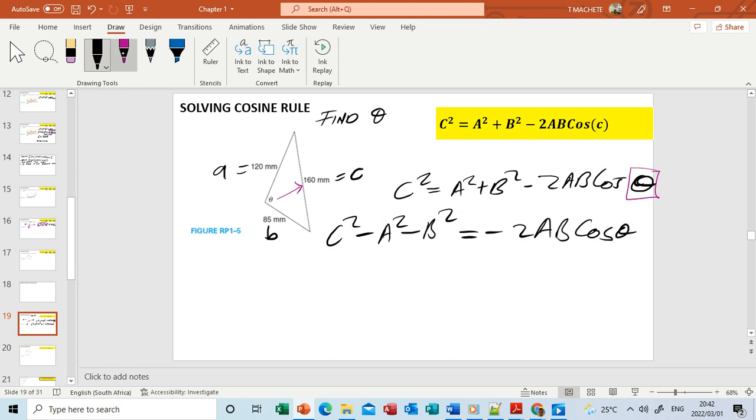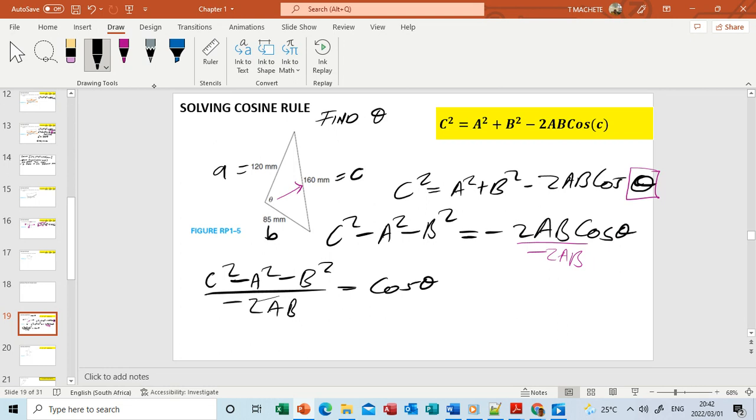Now you can divide both sides by minus 2ab, because we want to get rid of this. You cannot divide by minus 2 cos theta, or cos alone. Remember, cos theta is one thing. So you have to divide by minus 2ab. You're going to have c squared minus a squared minus b squared over minus 2ab, equals cos theta.